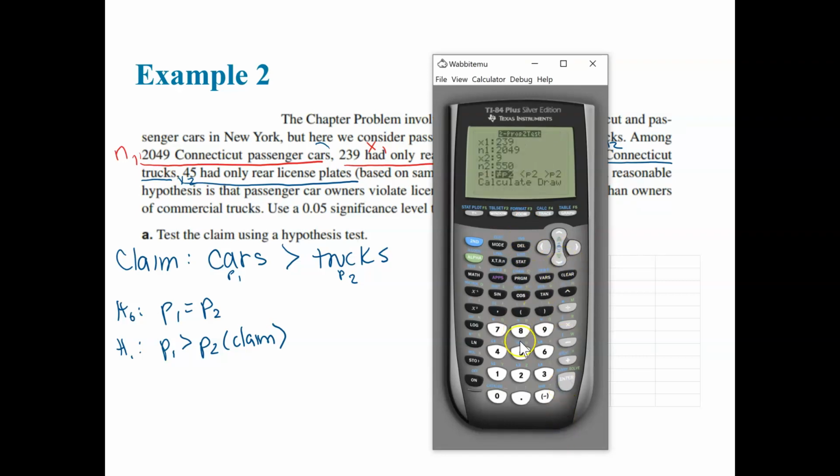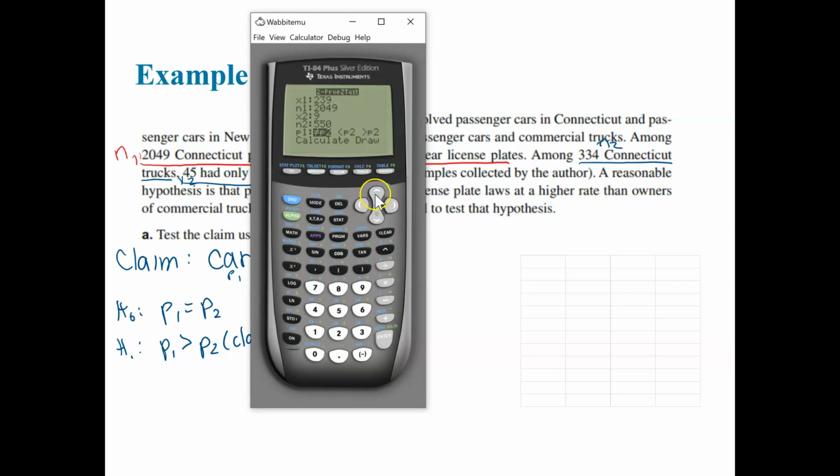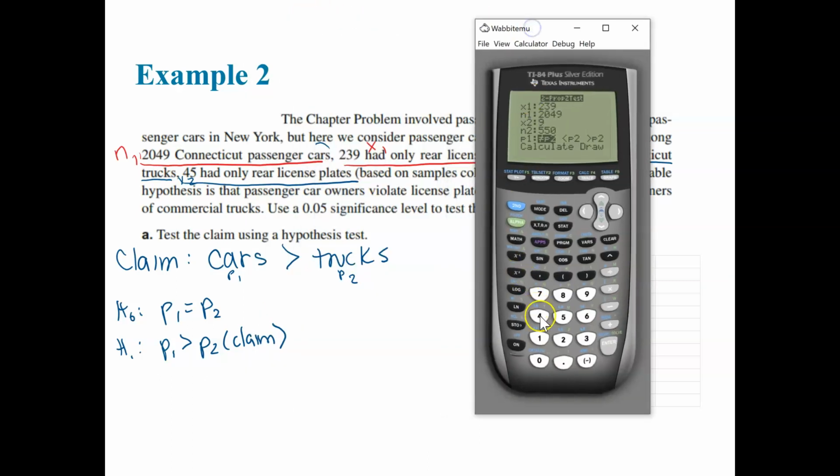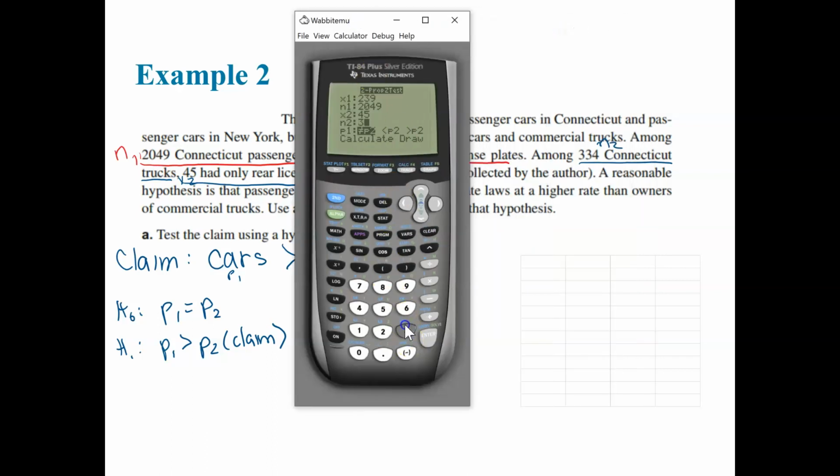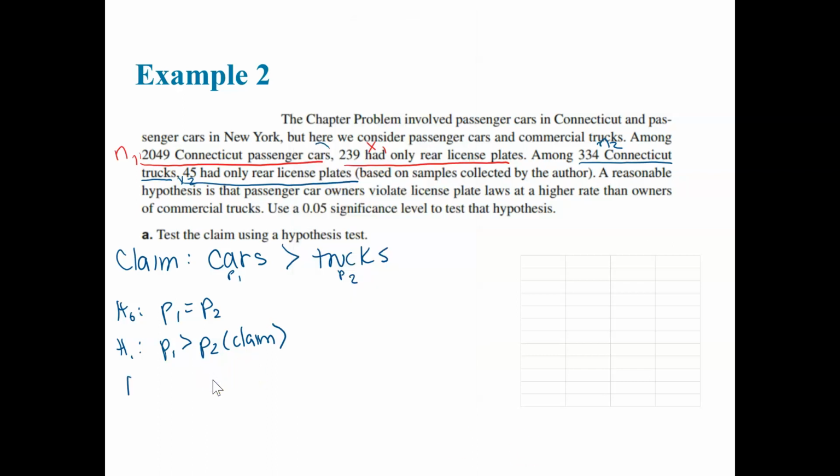And our X1 was 239 and 2,049. That stayed the same from our previous example. This time our X2 is 45 because we're talking about trucks. And our N2 is 334, and now we want to know about greater than. So we're going to calculate this, and we end up getting our test statistic as Z equals negative 0.946.